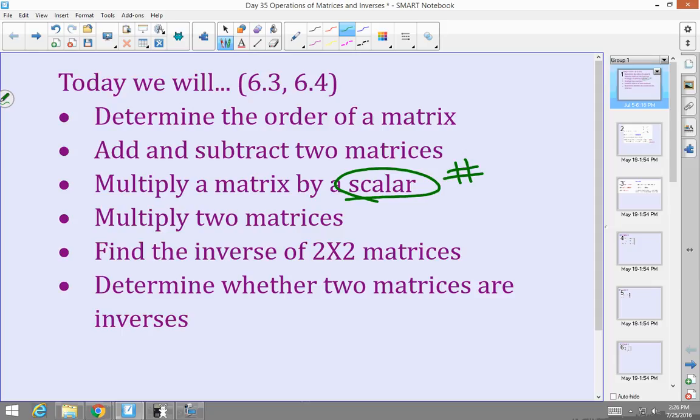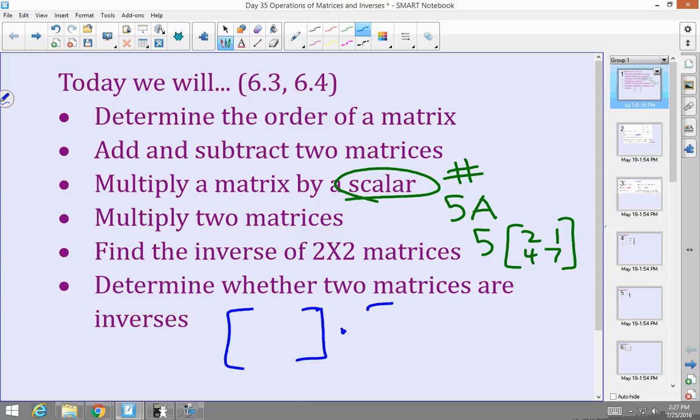So if I give you 5 times a certain matrix, let's call that matrix A, what does that mean? Or let's say 5 times the matrix [2, 1; 4, 7]. What does that mean? That's one way to multiply. Another way to multiply is if I have two separate matrices, say [1, 2; 3, 4] times [5, 6; 7, 8]. There's two different types of ways to multiply, and that's the big part of today, teaching you how to multiply two matrices together.